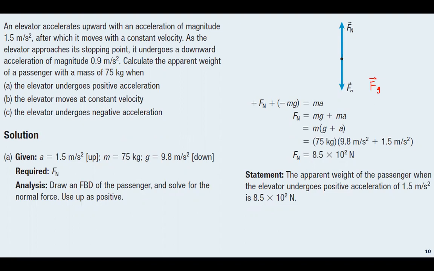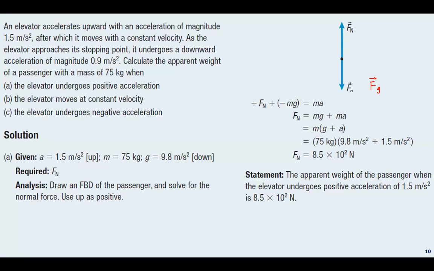And in question B, we know that in an inertial frame, there is no acceleration, so the apparent weight of the passenger is just mg. Because the net force is just 0, right? So Fn equals 4.7 times 10 raised to the power of 2 newtons. So the apparent weight of the passenger when the elevator moves at constant velocity is 7.4 times 10 raised to the power of 2 newtons.